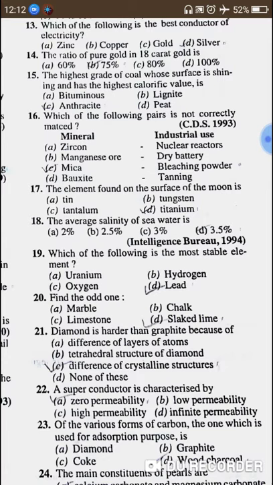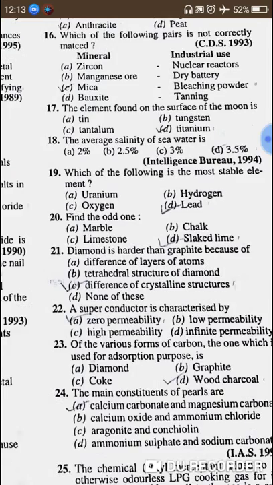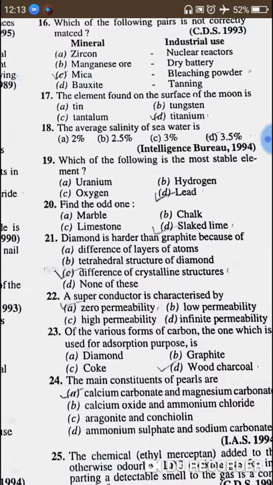Next question, a superconductor is characterized by, and our answer is zero permeability. Thus, a superconductor is characterized by zero permeability. Next question, of the various forms of carbon, the one which is used for adsorption purpose is, and our answer is wood charcoal. Of the various forms of carbon, wood charcoal is used for adsorption purpose.